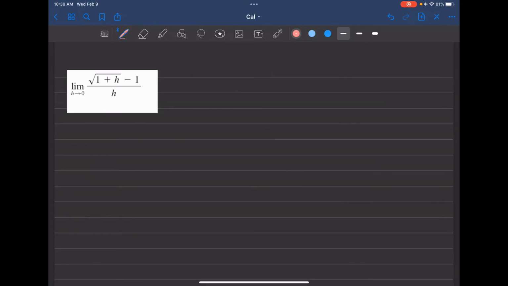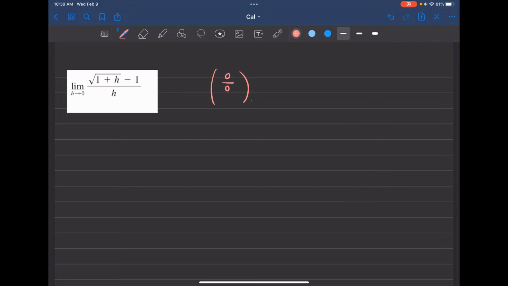Now for this problem, again, if you try to do the direct substitution, you see that on top you get 0 and on the bottom you get 0. So again, we get this indeterminate form. So that means we need to use some preliminary algebra to simplify this, and then we can try direct substitution again. So the way we're going to do this is by using the idea of conjugate.